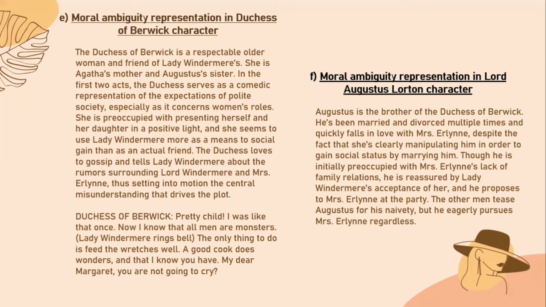F. Moral ambiguity representation in Lord Augustus Lorton's character. Augustus is the brother of the Duchess of Berwick. He's been married and divorced multiple times, and quickly falls in love with Mrs. Erlynne, despite the fact that she's clearly manipulating him in order to gain social status by marrying him.